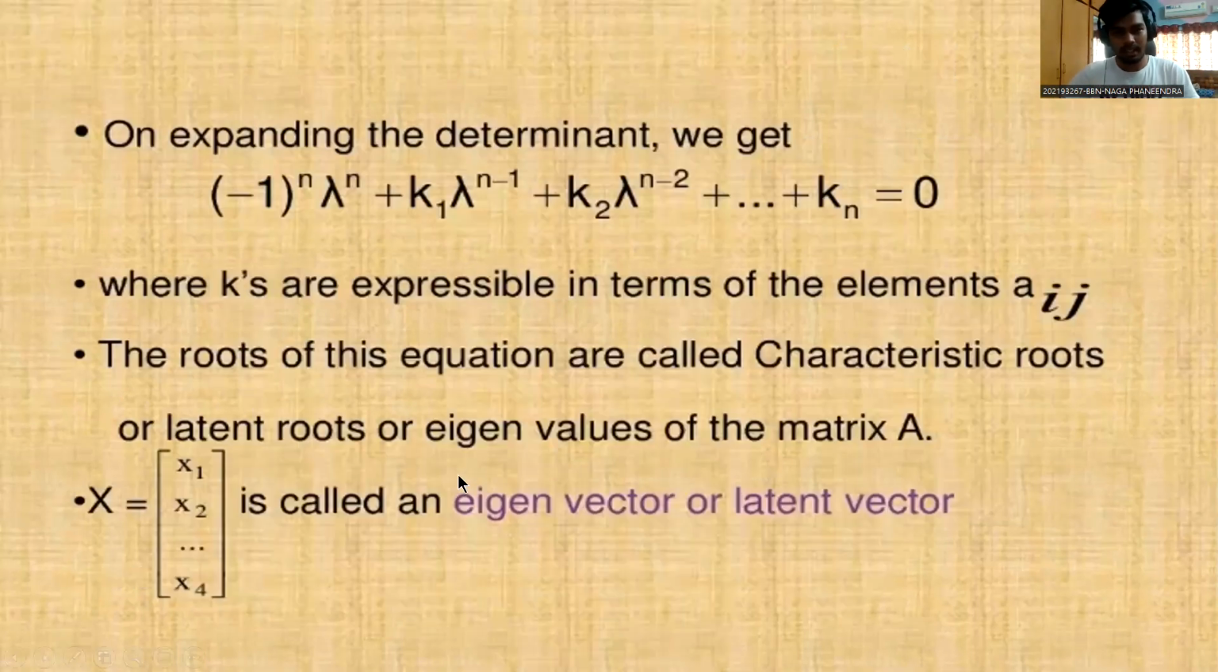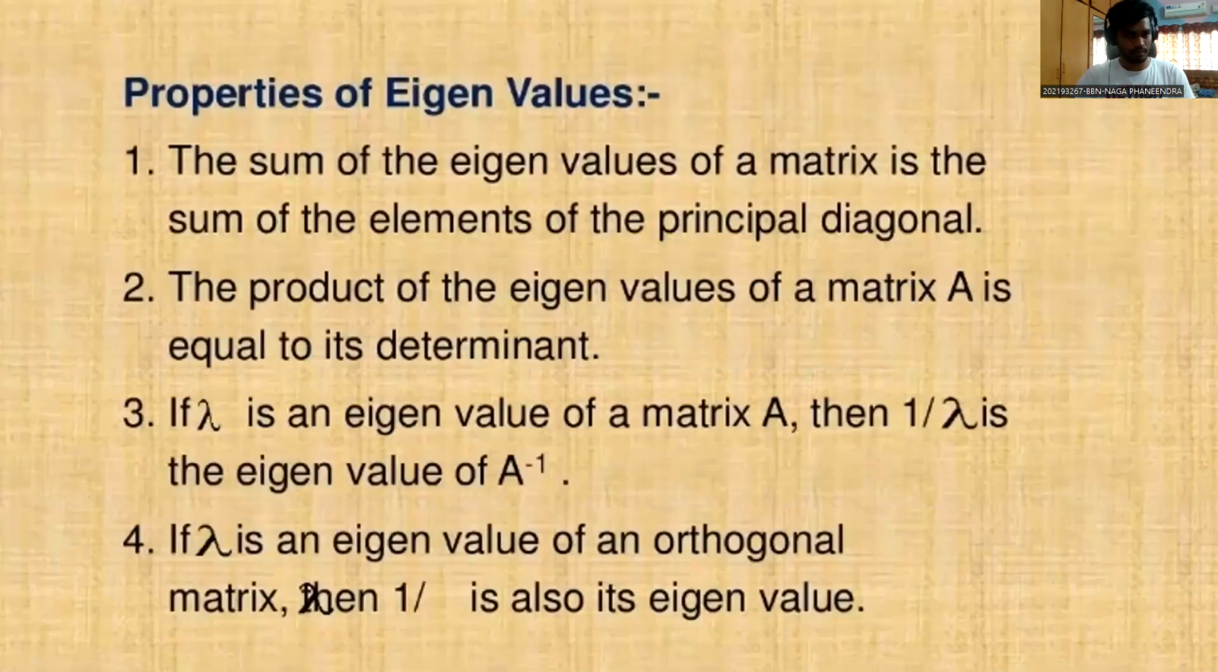On expanding the determinant, we get minus 1 whole power n times lambda to the power n plus k1 lambda to the power n minus 1 plus k2 lambda to the power n minus 2 and so on up to kn, where each k is expressible in terms of aij. Aij gives the specific position of an element, i in rows and j in columns. The roots of this equation are called characteristic roots or latent roots or eigenvalues of matrix A, where X is a column matrix x1, x2, and so on, called the eigenvector or latent vector.